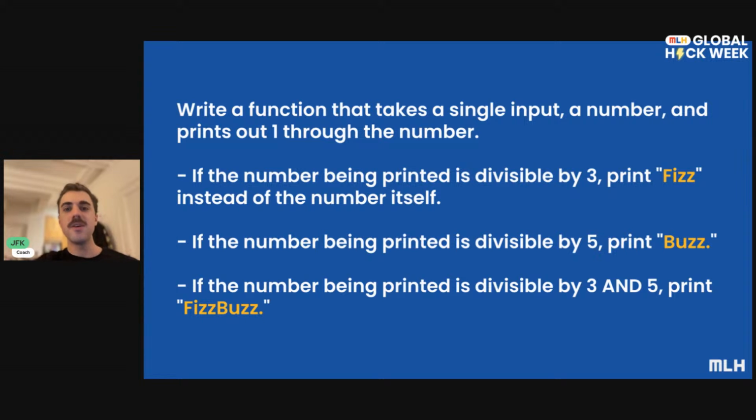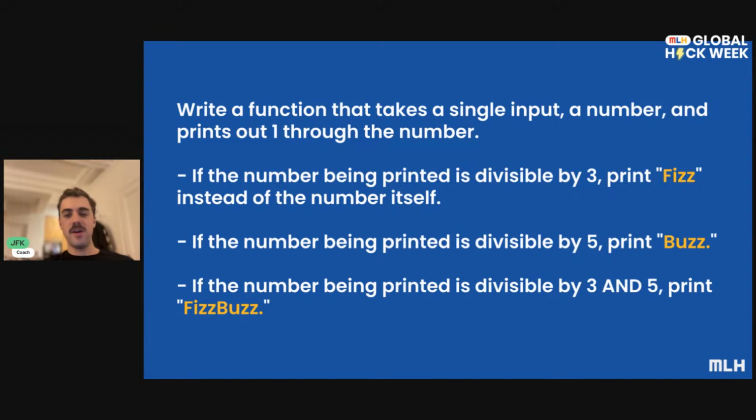It's known as FizzBuzz. It's a pretty simple concept. You create a function that takes as a single input a number, and then it prints out 1 through that number. So if we say 10 is the input, it'll do 1, 2, 3, 4, 5, 6, 7, 8, 9, 10. Then we start to add a few rules on top of that. So if it's divisible by 3, then we print fizz instead of the number.